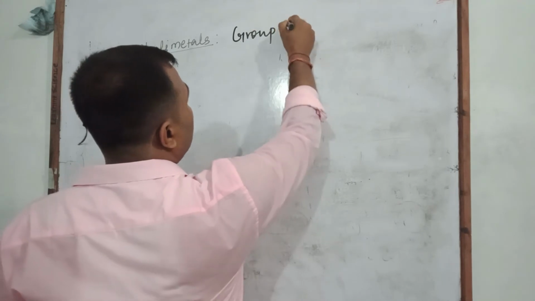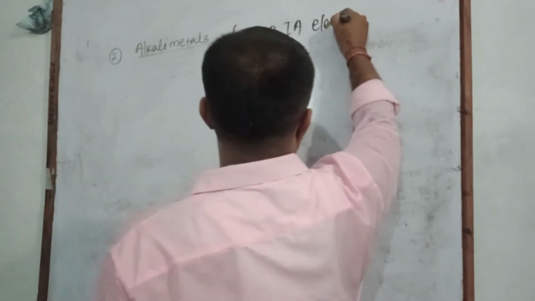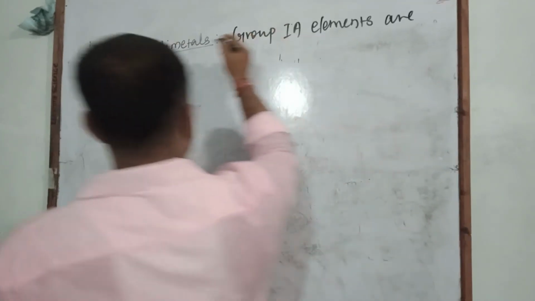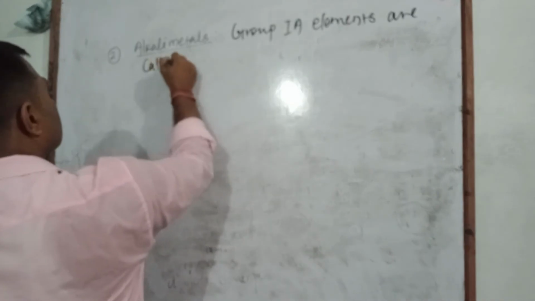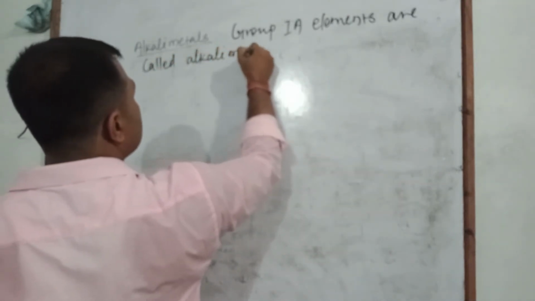Group first A elements are called alkali metals.